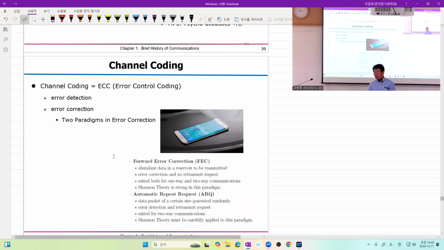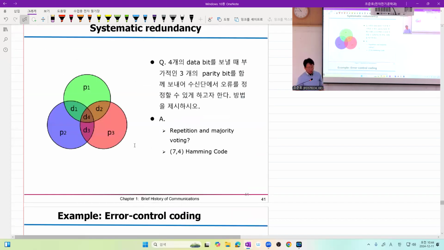How can we reduce the error? We design a so-called channel code. And a channel code actually adds some redundant bits. Let me show you an example. Suppose you have 4 bits to transmit.